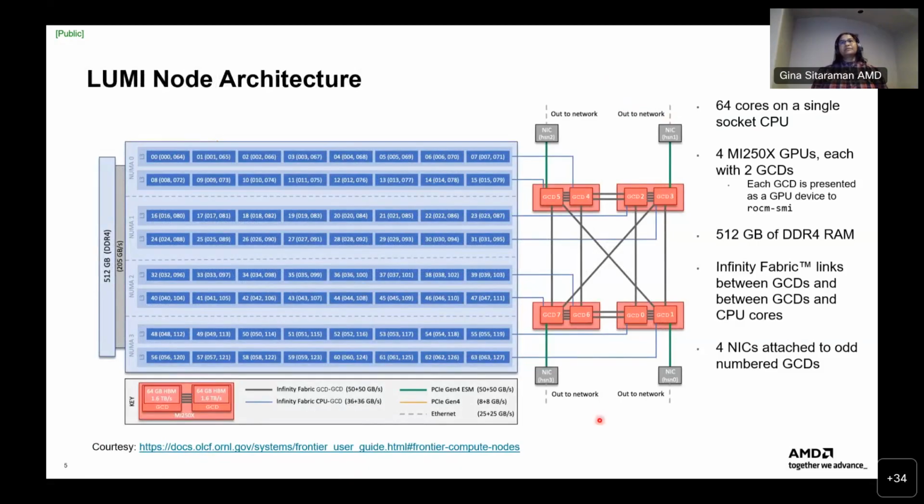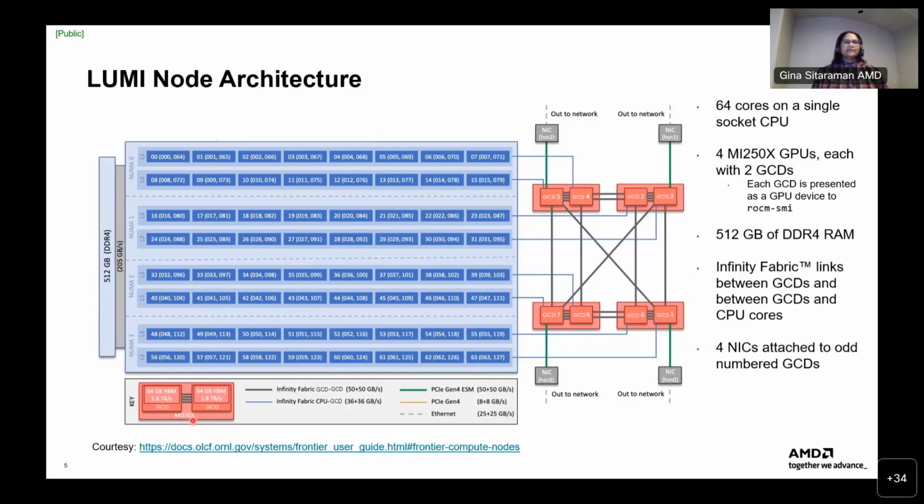Because Lumi nodes are very similar to Frontier nodes, let's take a look at some of the salient features. The first thing that we see is that we have one socket with 64 CPU cores in that socket. That is the CPU socket. There's one CPU. And then we also see these four big rectangles. These are the four MI250X GPUs.